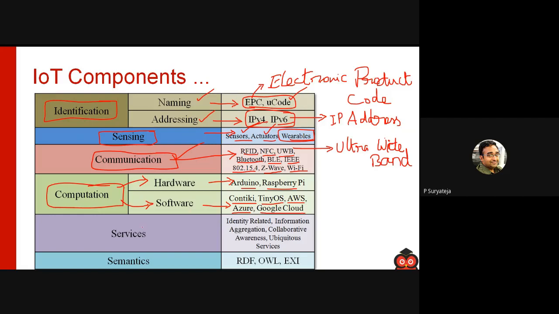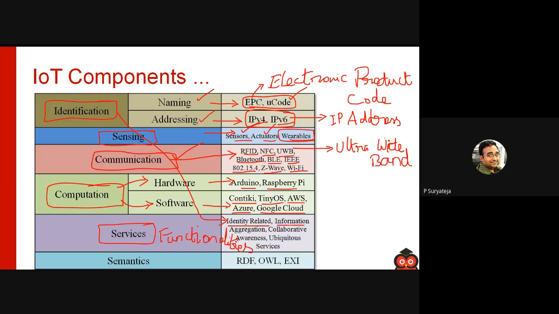And the next component is services. Some of the services provided by an IoT system are, one thing can be identity related. That is, there can be a service which allows us to identify the devices. You can think of services like functionalities. What are the different functionalities or services provided by an IoT system?